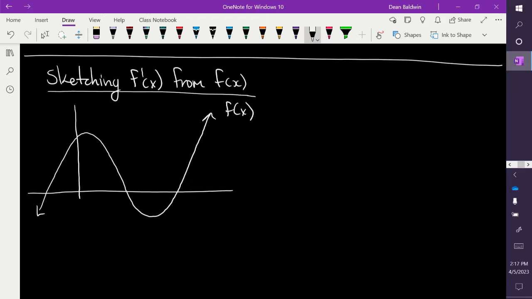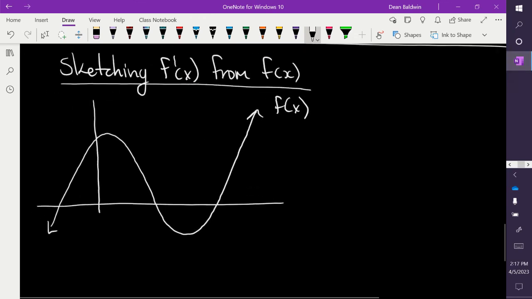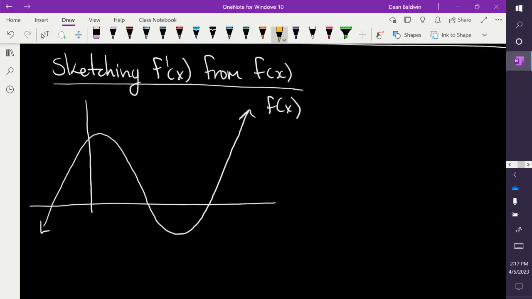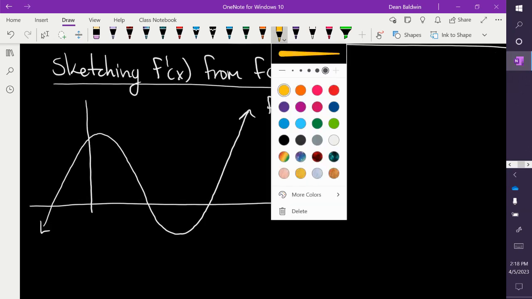Function f of x. I don't care what the equation is. We have the graph. We're going to sketch the derivative graph. Okay? So, there's a few points on here that we know what the derivative is. What points do we know what the derivative is on this graph?